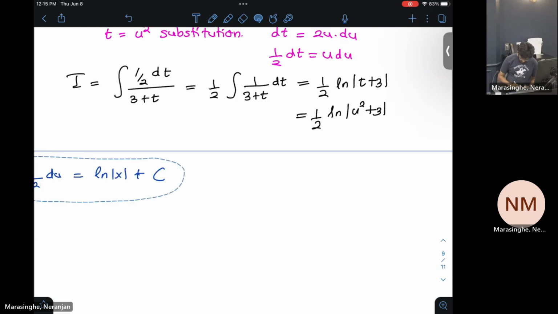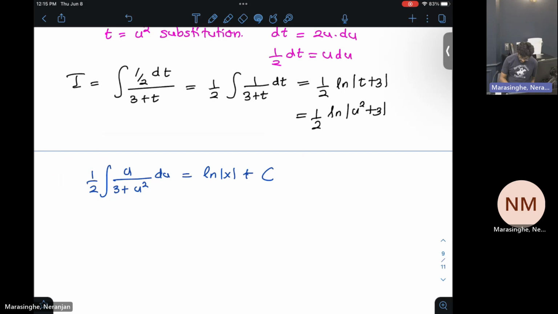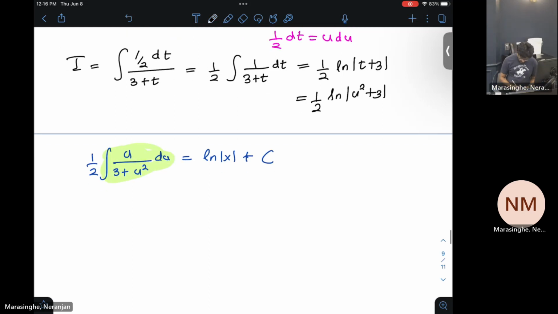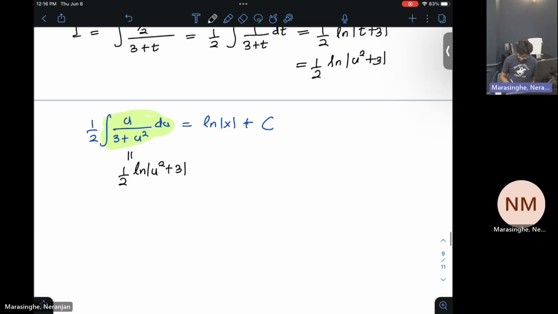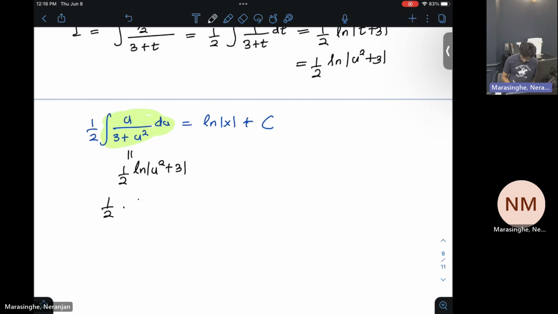This was my target and I found this integral, right? The value of that integral is equal to 1/2 ln of u square plus 3. Okay, now I'm going to plug that. So I get 1/2 times 1/2 natural logarithm of u square plus 3 is equal to natural logarithm of x plus c.